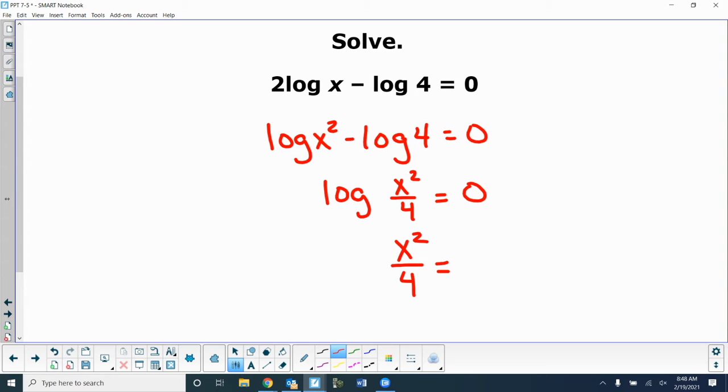The base is 10, what's the exponent? 0. What's 10 to the 0? Isn't that how you change it from log to exponent? The base to that power equals that number, right? Oh, yeah. Isn't that what it is? Yeah. What's 10 to the 0?